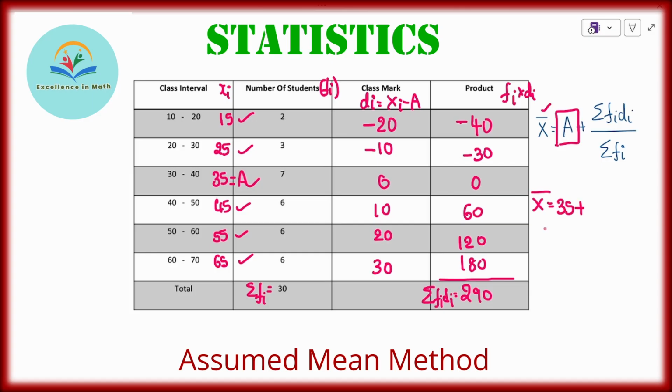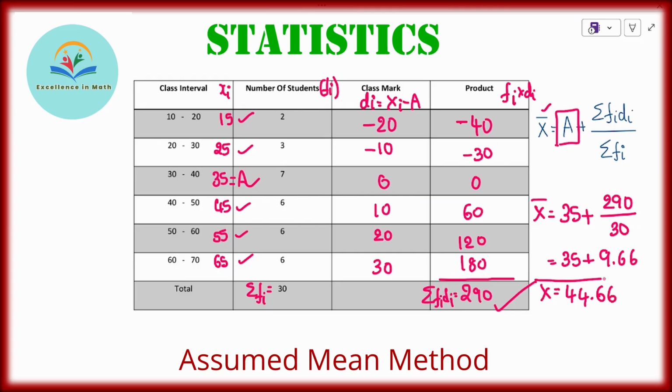Now, what is the value of a? 35 plus summation fi di is 290. When we divide 290 by 30, we will get 9.66. So by adding these two values, we got the actual mean is equal to 44.66. This is how to find out the mean of the given data by simplifying our calculations with the help of assumed mean method.